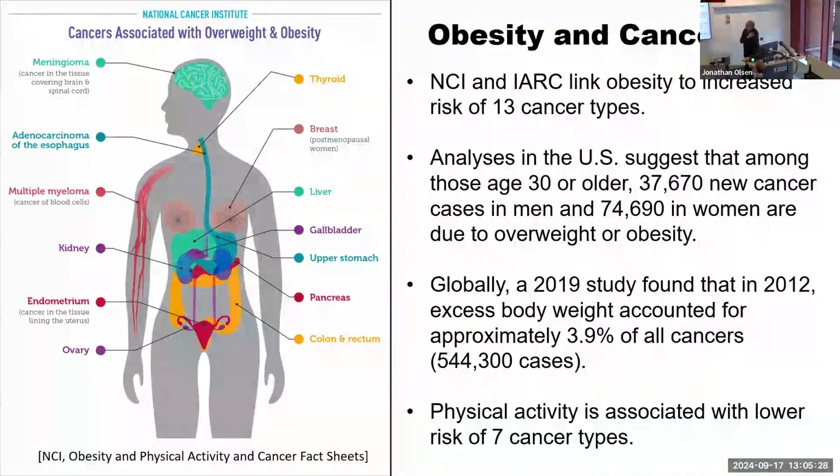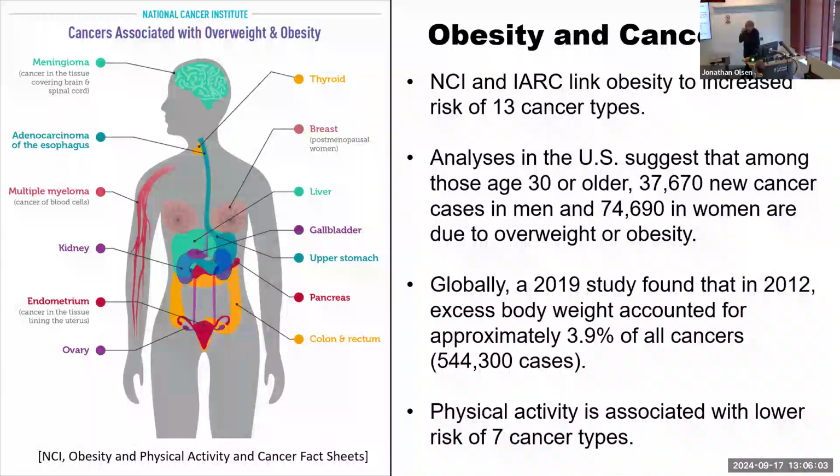So obesity is linked to cancer risk. NCI and IARC have said that obesity is associated with increased risk of 13 different kinds of cancer. We've got this little atlas of the human body over here, pointing out the various cancers that have been linked to obesity. Analyses in the US suggest that among those aged 30 or older, 37,500 new cancers per year in men and 74,000 in women are due to overweight or obesity. And so there's a strong link between obesity and certain cancers.